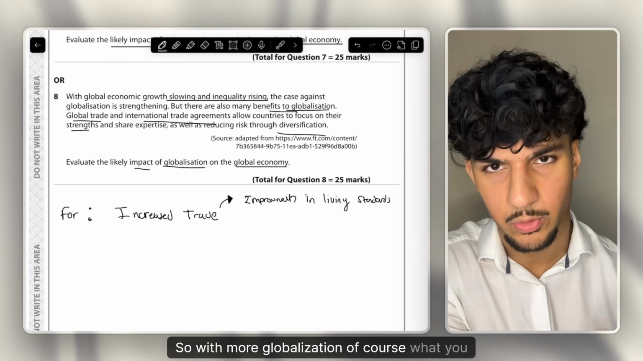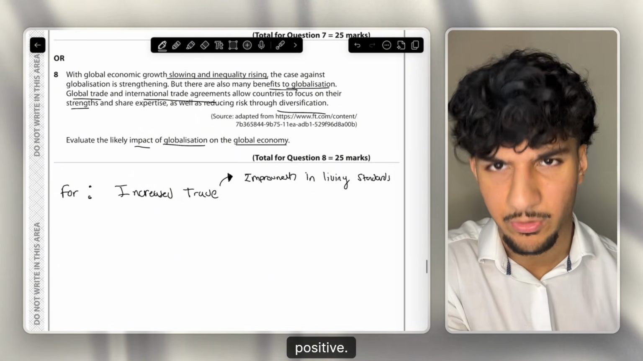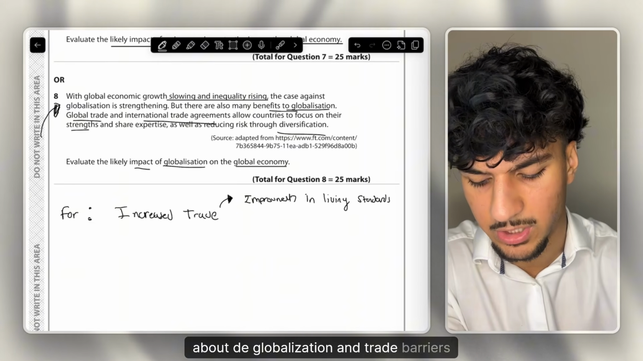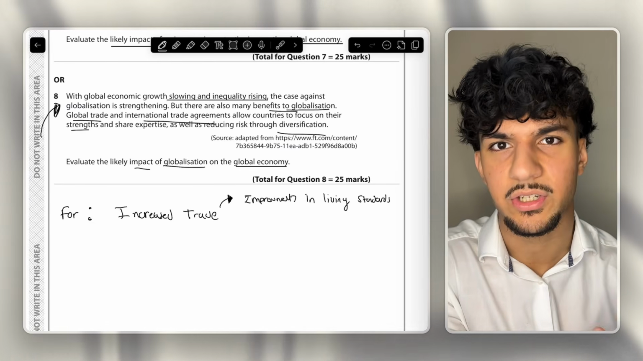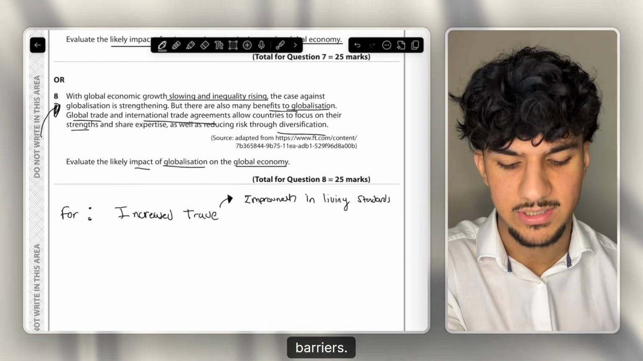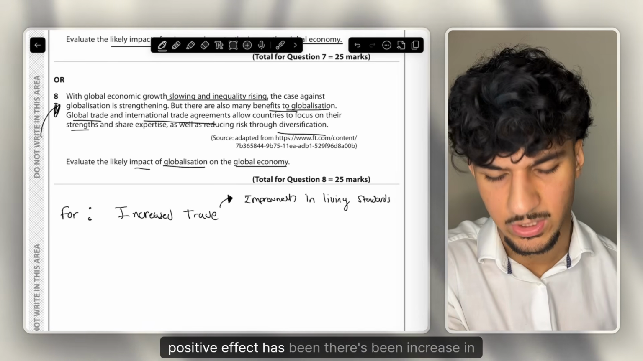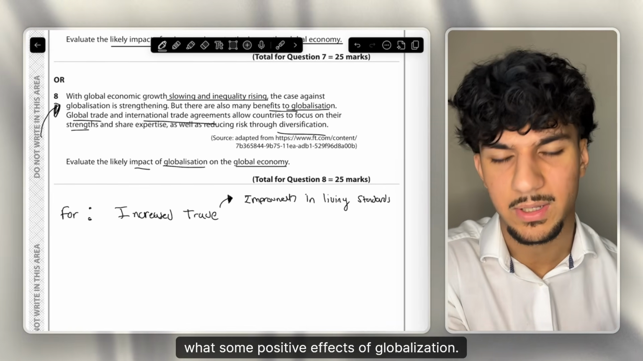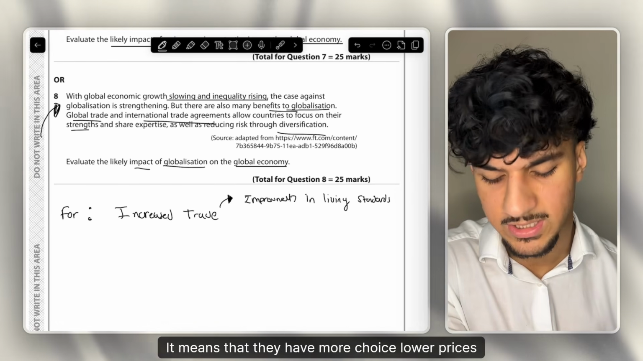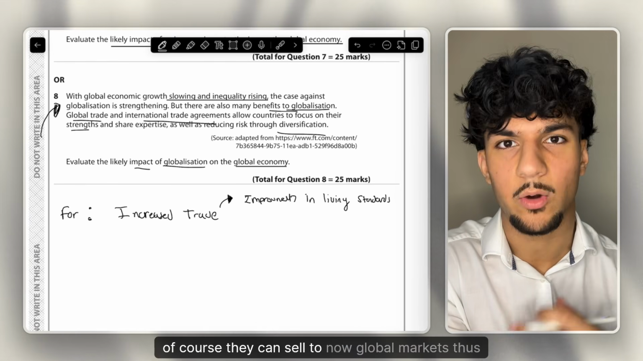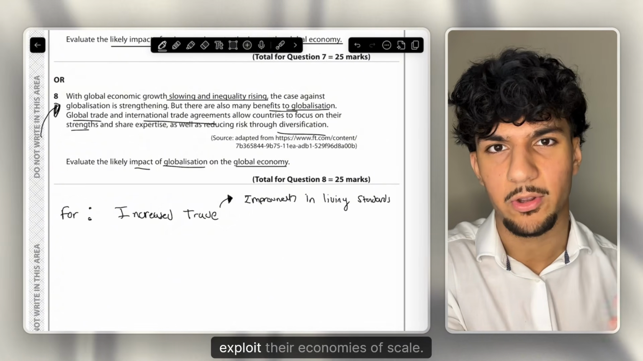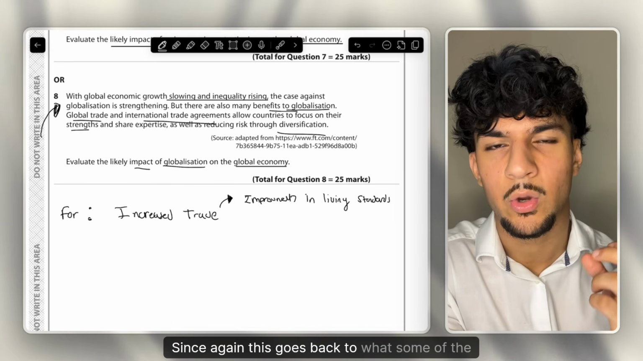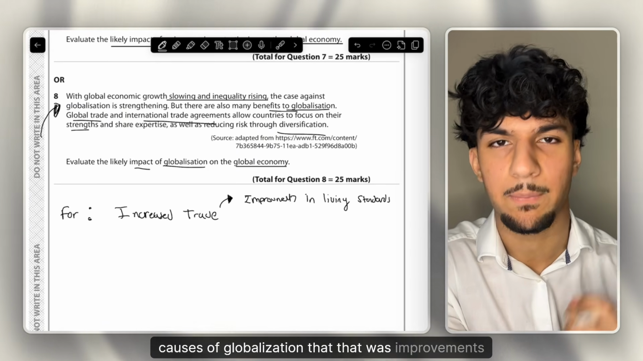So with more globalization, of course, what you could write for governments, it has been quite positive. Why? Since of course this stimulus is talking about deglobalization and trade barriers slightly, but through globalization, it's allowed countries to now also set trade barriers, which means that for governments, you can say a positive effect has been an increase in tax revenue. And then for consumers, some positive effects of globalization, it means that they have more choice, lower prices. For firms, of course, they can sell to now global markets, thus really exploit their economies of scale. For workers, it's allowed more international opportunities, since again this goes back to what some of the causes of globalization, that was improvements in transport.